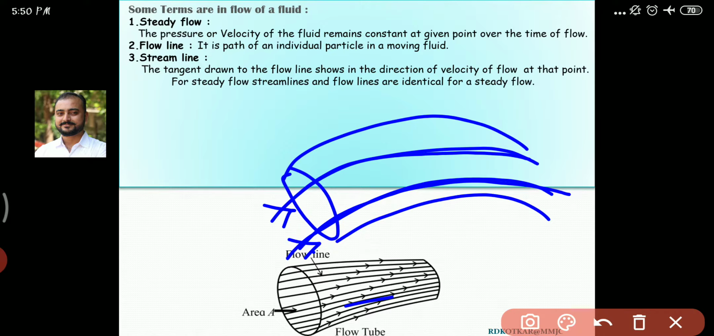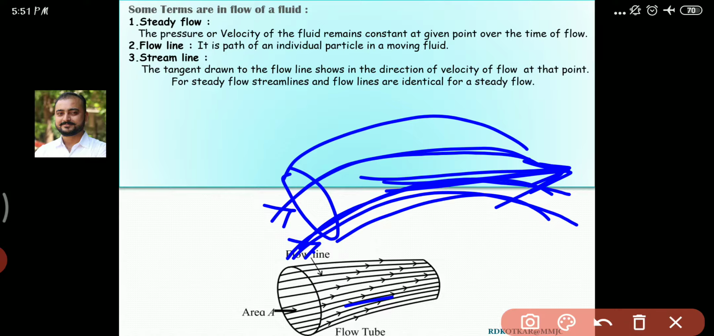As you draw the tangent to this flow line, in the direction of velocity of that flow, this is the direction of velocity of the flow, and the tangent drawn to it is nothing but the streamline. In short, you can say that for a steady flow or streamline flow, the lines are identical.